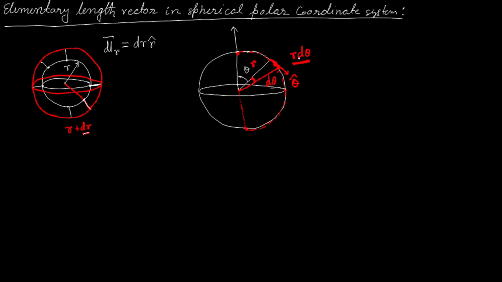So that's why this elemental length along theta is written as dl theta. So dl theta is equal to r d theta, and the direction will be theta cap. Okay, the direction will be theta cap. And then finally we have to define one more length, that is the elemental length along phi cap.